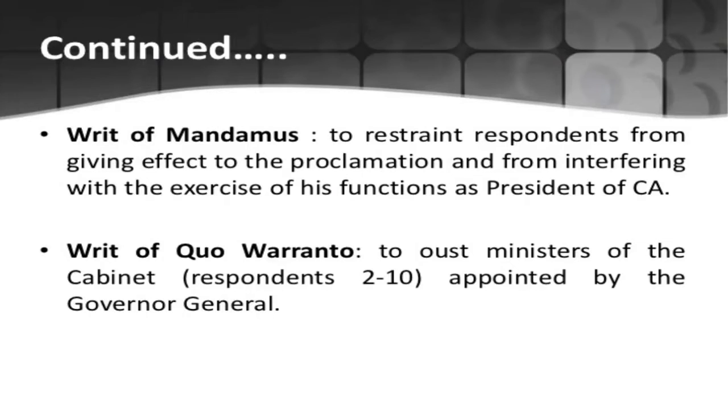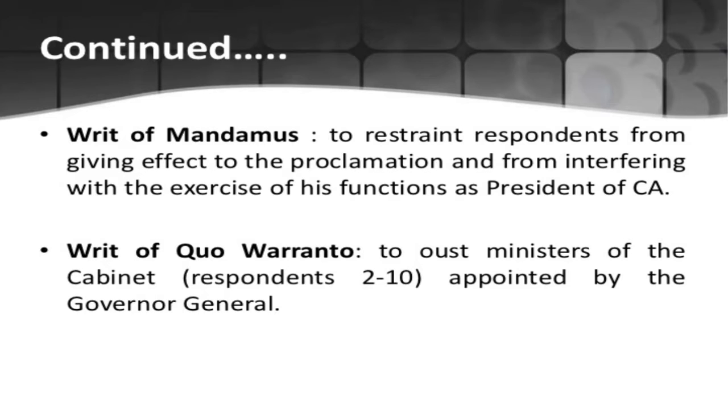And so against such actions, Maulvi Tameez, who was then the president of the Constituent Assembly, filed a writ petition under section 223A of the Government of India Act 1935 before the Chief Court of Sindh, praying for the issuance of writs of mandamus as well as quo warranto.